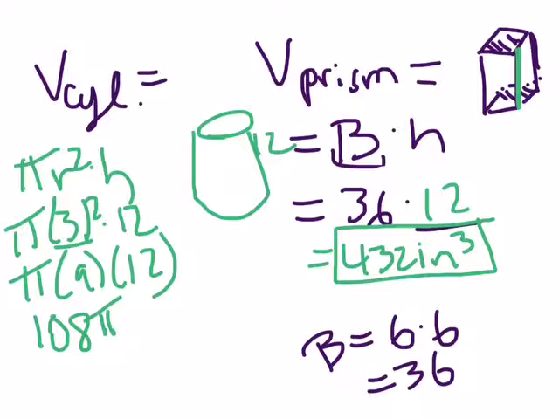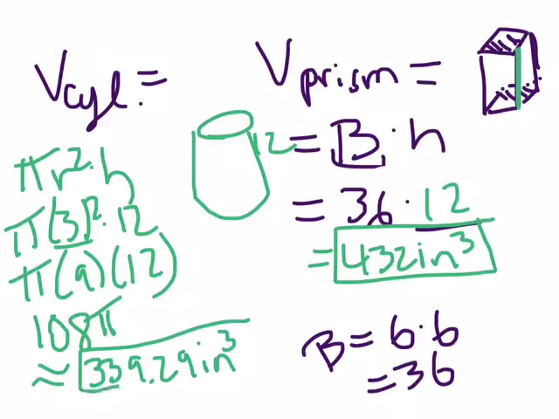But what the question asks is, which one's going to give you more liquid, right? What amount of space it contains? Volume is what it's asking for. So if we put 108 pi in our calculator, it's going to be about 339.29 inches cubed.